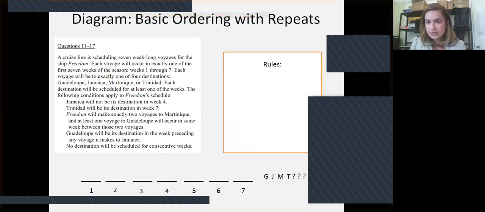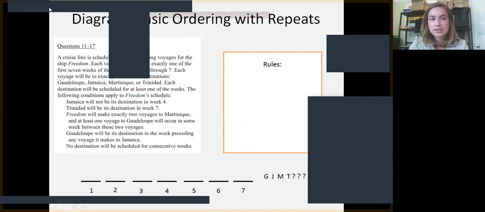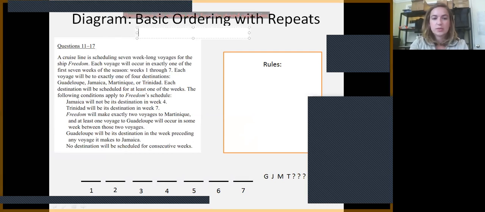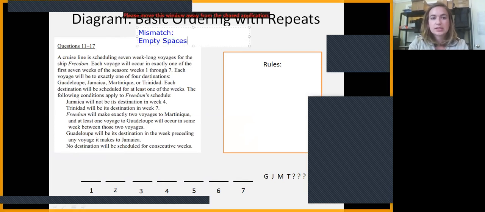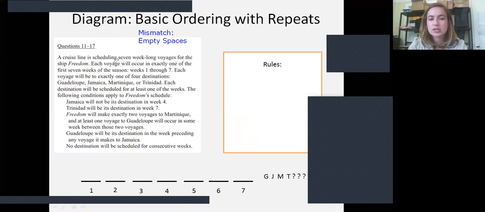There are a couple of things that could be going on here. One is it's possible that there are going to be empty spaces. So you want to reread to see if there's anything that indicates that every space in your diagram has to be full. When I do reread, it tells me each voyage is going to occur in exactly one of the first 7 weeks, and they're scheduling 7 voyages. So to me, that sounds like there needs to be a voyage every single week. So empty spaces doesn't sound like an option.